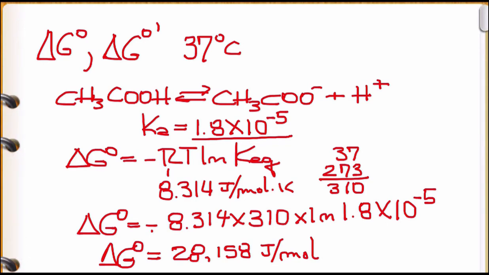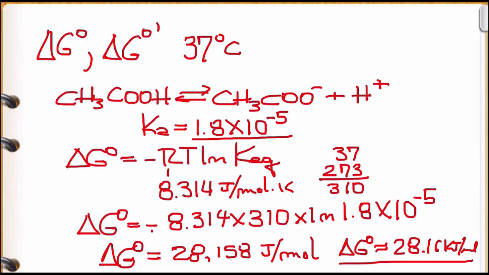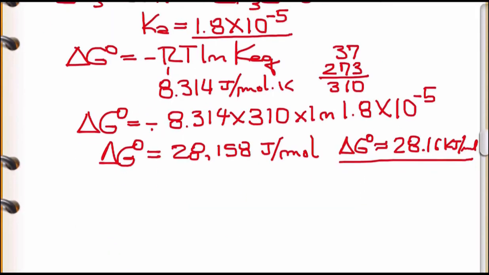That can also be simplified: delta G naught is approximately 28.16 kilojoules per mole. And what this is telling us is that the delta G is positive, so at this condition, at 37, this reaction is not a spontaneous reaction, because the delta G is positive.